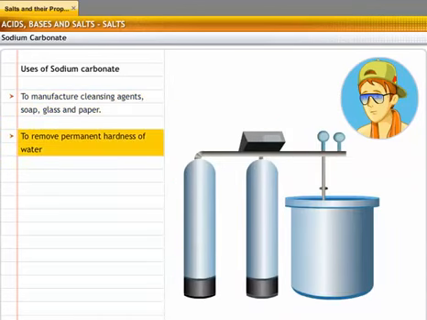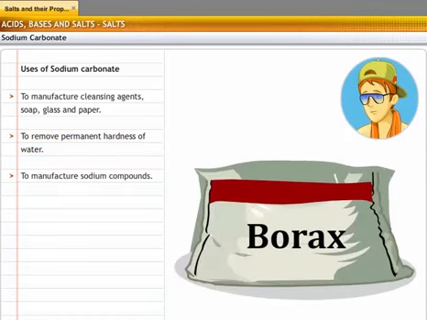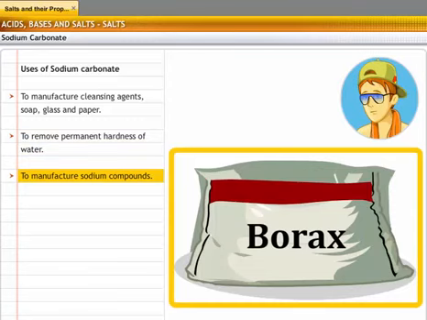It is also used for removing the permanent hardness of water. It is used to remove the dissolved salts in the water and make the water clean for drinking. It is even used to manufacture sodium compounds like borax, which is used as a cleansing agent.